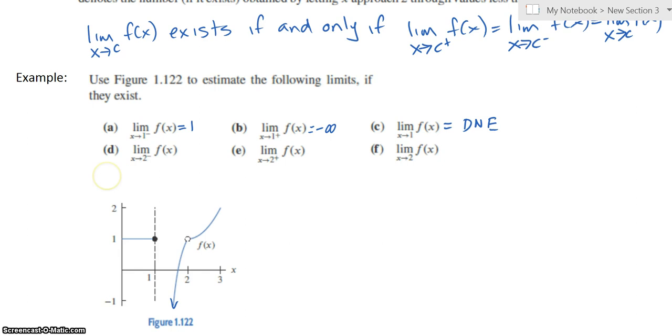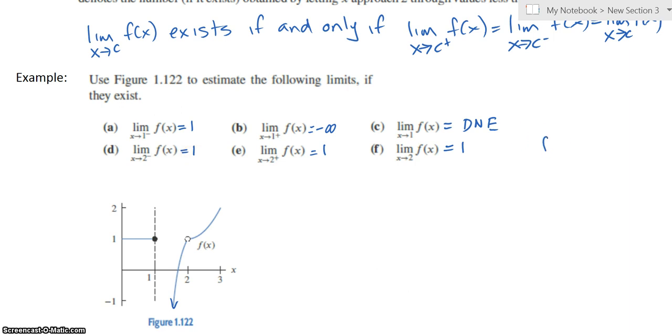Whereas part D, as x goes to 2 from the left, it looks like 1. As x goes to 2 from the right, it looks like 1. So the limit does exist here, even though there's a hole. The limit just exists because it's going towards 1 from the left and the right.